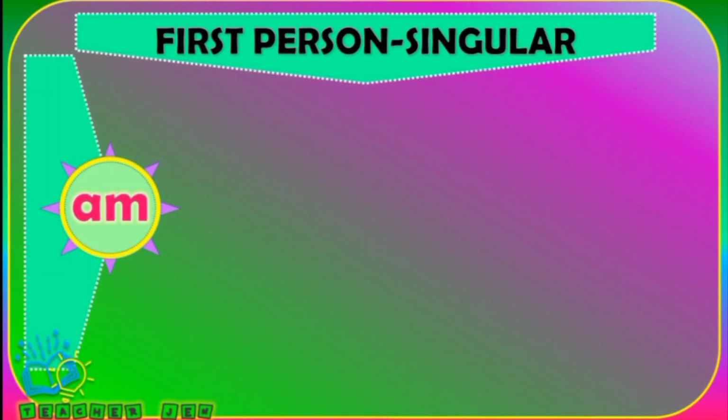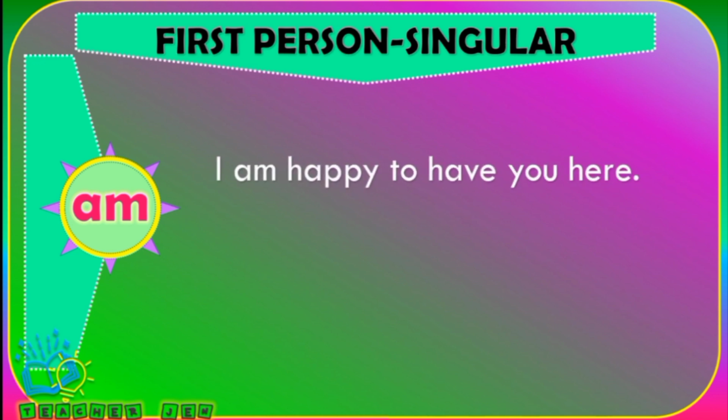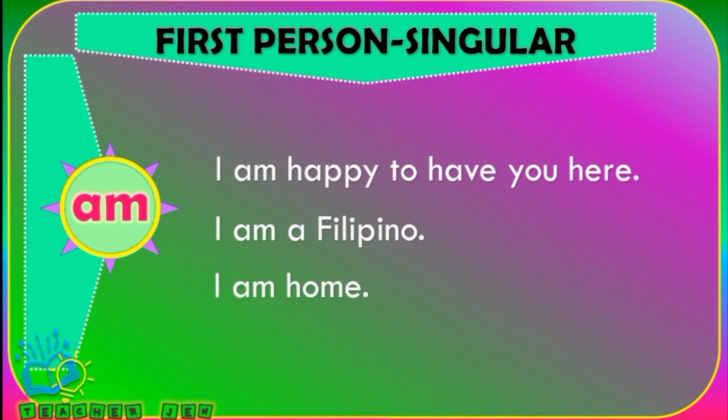Now that you have learned about the situations for which we use the to be verbs is, are, and am, let us study more examples. I am happy to have you here. I am a Filipino. I am home. We use am for the first person singular. I is the first person singular. First person indicates the speaker, that is why we use the pronoun I and pair it with the verb am.